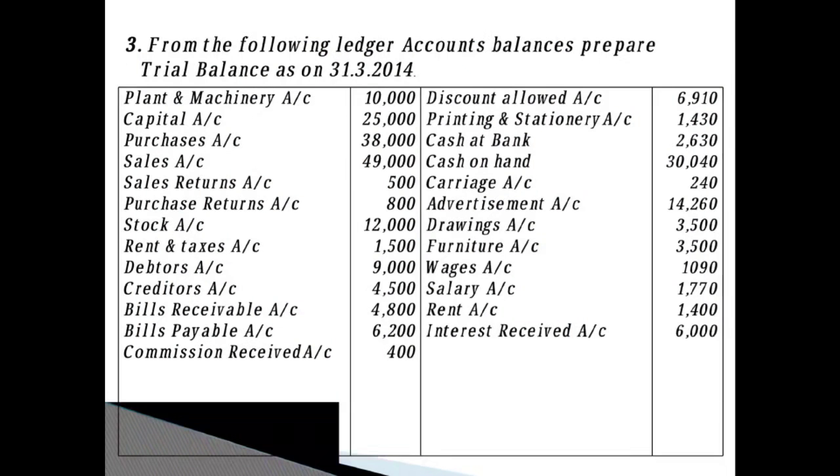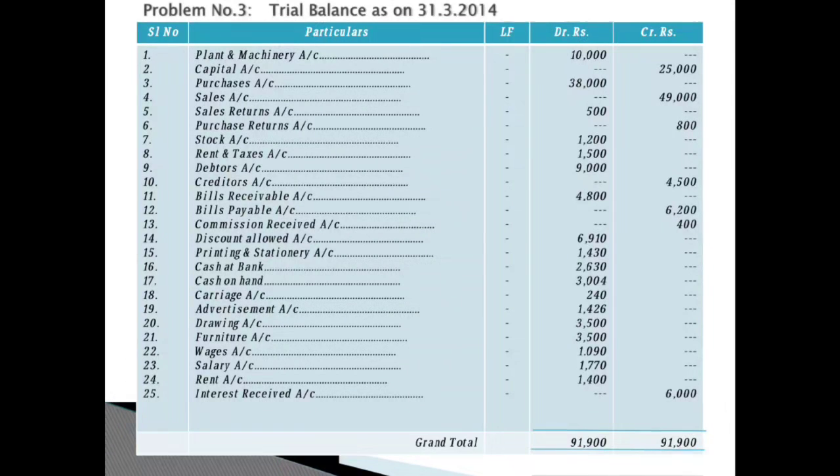The next you have to write advertisement account. You have next advertisement account 14,260. So advertisement account, it is an expense. Expense means which shows debit balance. So you are going to record it in a debit column, 14,260. So see 19th one, advertisement account 14,260. Okay, which you have to record in a debit column.